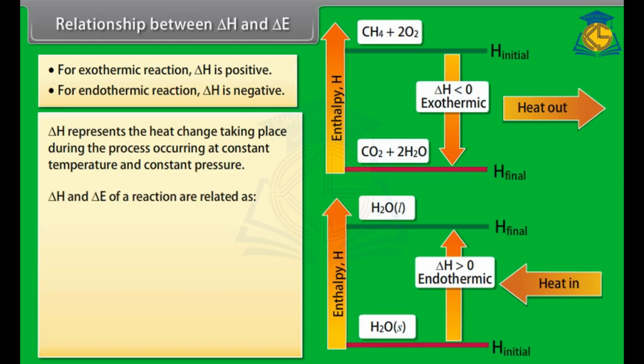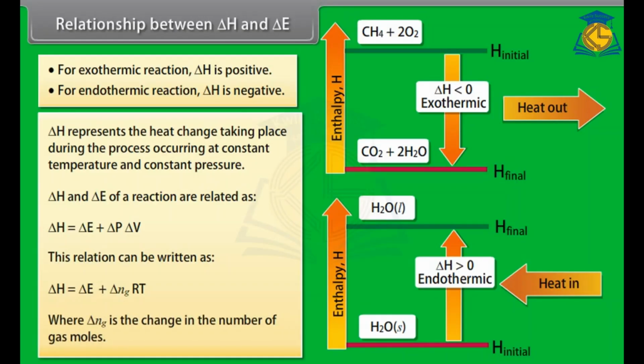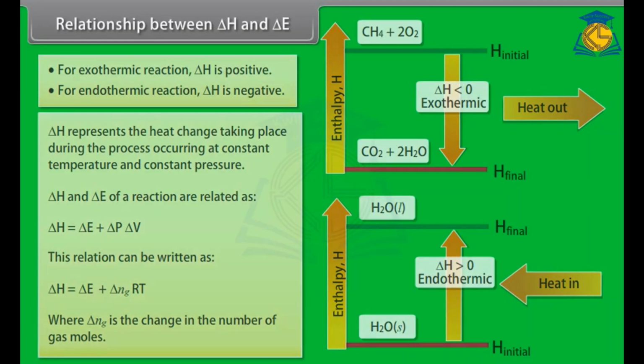Delta H and delta E of a reaction are related as delta H equals delta E plus delta P delta V. This relation can be written as delta H equals delta E plus delta n_g RT, where delta n_g is the change in the number of gas moles.